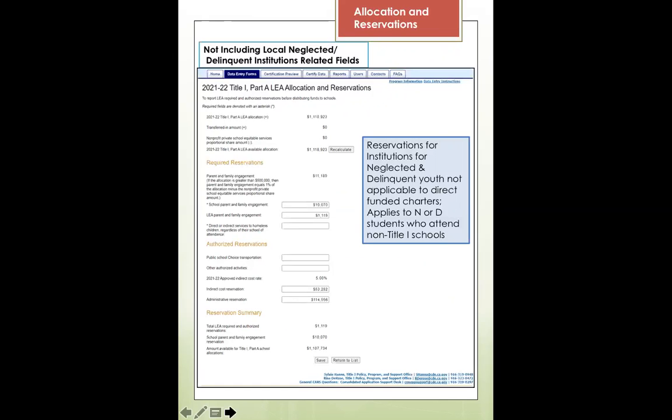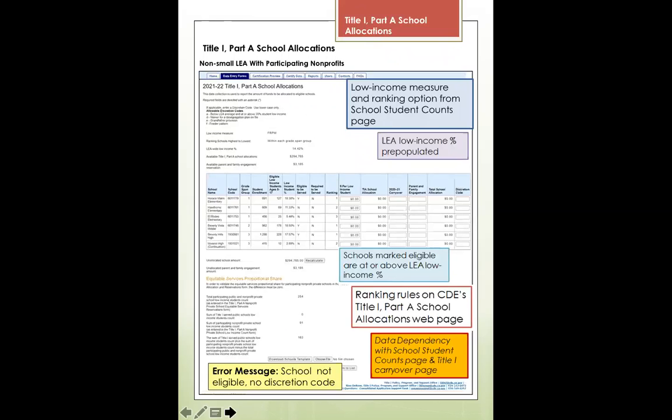Okay, we're on to Title I school allocations. This is used to allocate your funds to schools, and this is the one most districts are going to use. There's a separate one if you're a small district or a single school district, small meaning under certain numbers. It reflects the low income counts from the previous page. You did that school student counts page. It also reflects the decisions you made about your ranking options. So it's going to rank them based on what you said on the previous page: you want them district-wide or you want them grade span grouped.